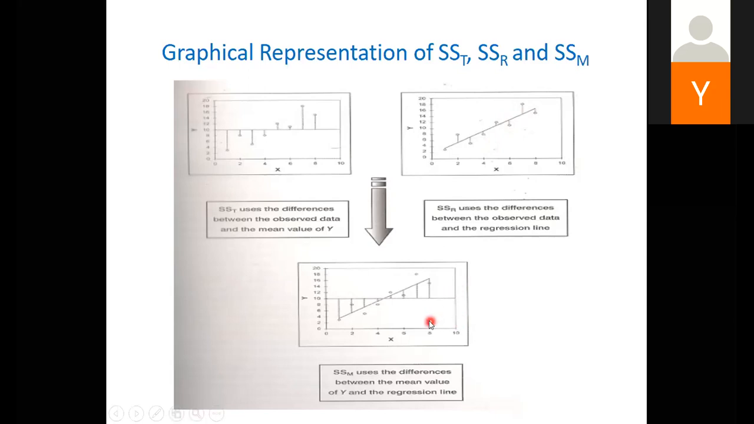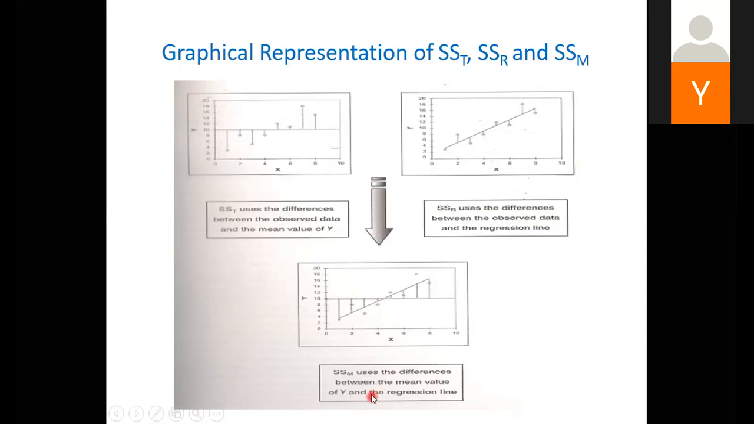That is why the variability explained by your model now will be this total variability minus the residual. The residual, SSR, uses sum of square residual, the difference between the observed data and the regression line. So when you overlap them, you remove this from the total. It gives you the sum of square model, which is SSM, using the difference between the mean value of Y and the regression line.